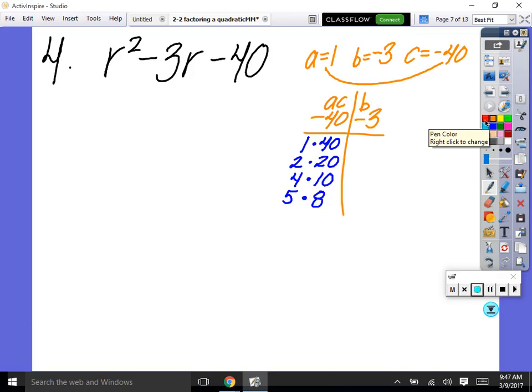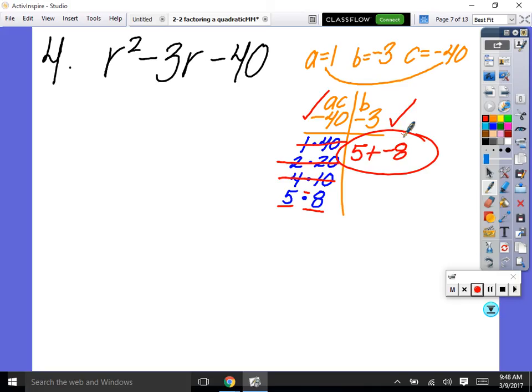Now let's pick which ones add up to be negative 3. Not those. Those add up to be 6. But those can add up to be 3, but one of them would have to be negative. And it's negative 3. So positive 5 and negative 8. Now let's check. We've got to make sure it works in both cases. Is positive 5 times negative 8 negative 40? Yes. Positive times a negative is a negative. Right? And then positive 5 plus negative 8 is negative 3. So we have 2 check marks, so that means those are our factors.